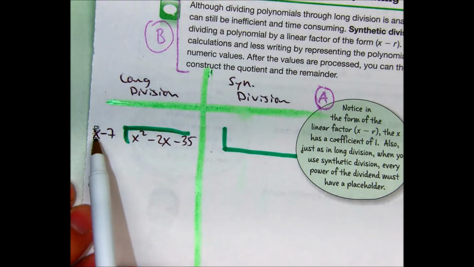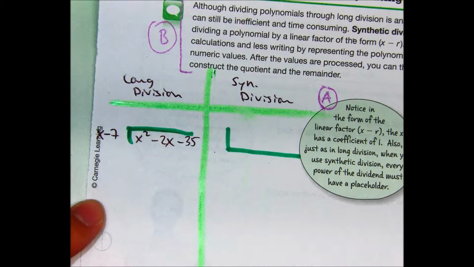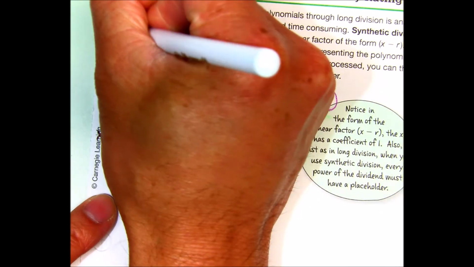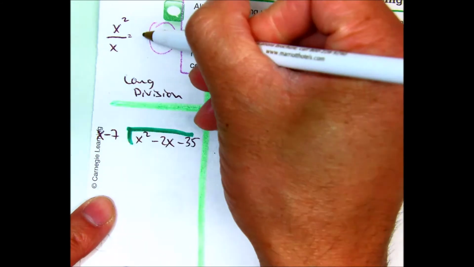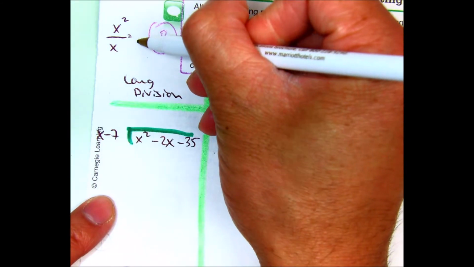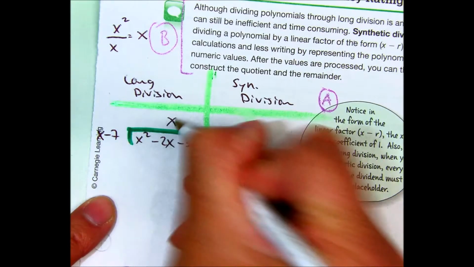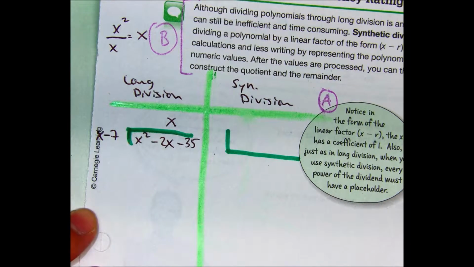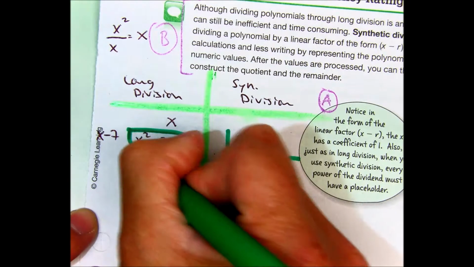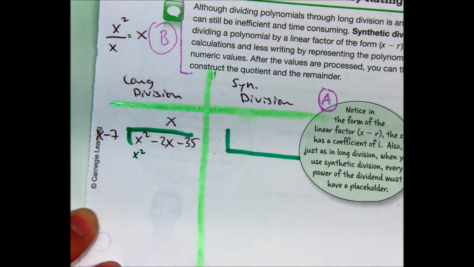Question: how many times is x going to x squared? Okay, so when you say once, if I do this, do I put a 1 right here? Correct. So I'm going to put the x here. Rudy, now we're going to multiply. X times x. Correct. X times negative 7. Correct.